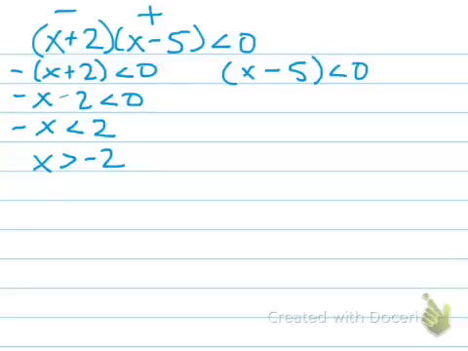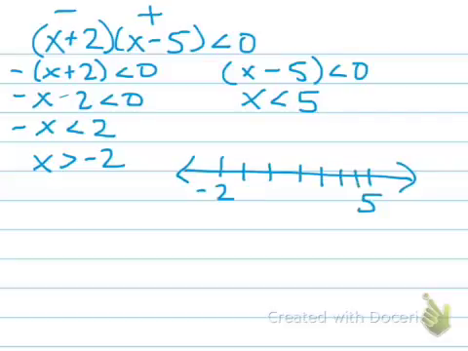Okay, this one's positive. So we add 5 to both sides. X is less than 5. We'll graph it. We're graphing integers. X is greater than negative 2. And we're going to graph x is less than 5 in red just so that it shows up a little bit better. And we're looking for where they overlap. They overlap right there in the middle.